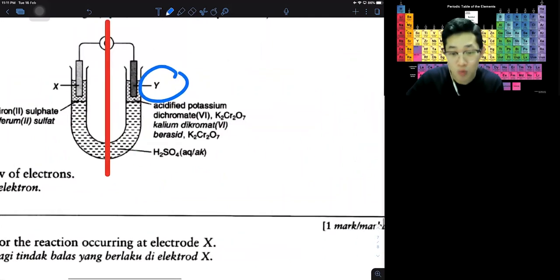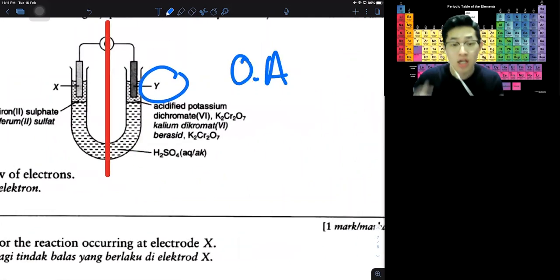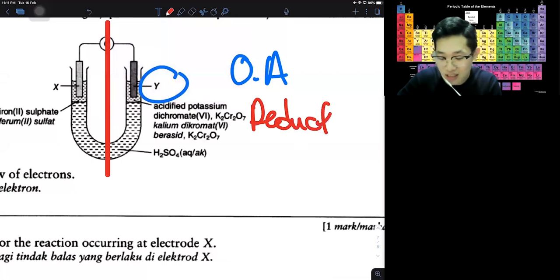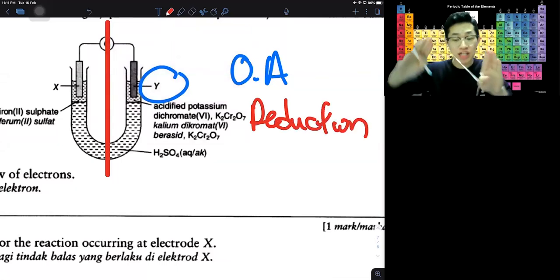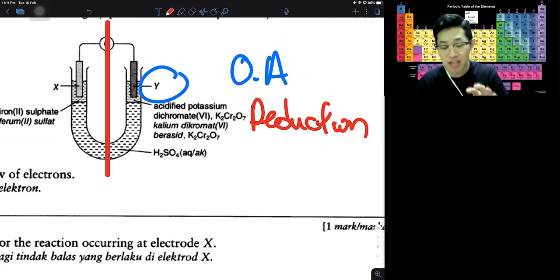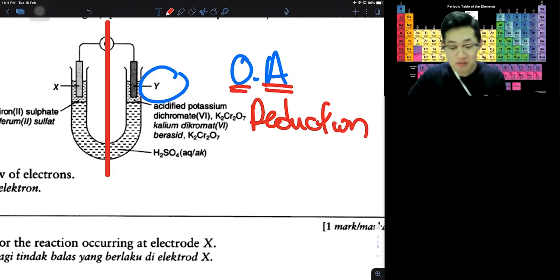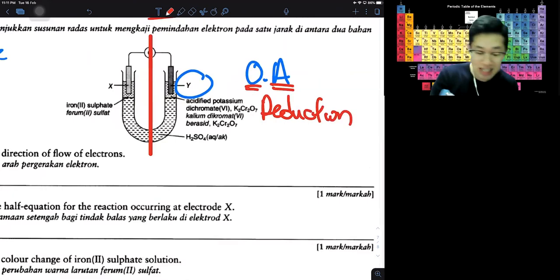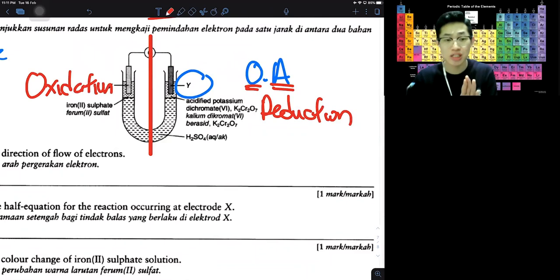The answer is Y. Y is the oxidizing agent. Oxidizing agent means reduction. Agent and reaction are reversed. Oxidizing agent, reduction. If you can solve one, that means the other side will be oxidation. So it is not too hard actually.